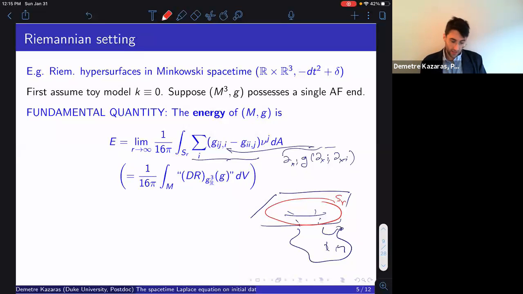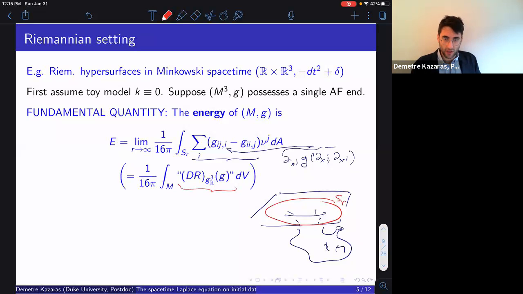Okay, there's another, so it seems kind of mysterious. It comes from a Hamiltonian formalism for general relativity. It makes some physical sense to call it total energy of the system. Geometrically, you can also think about it in the following way.